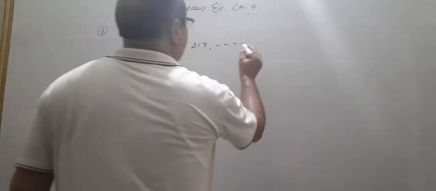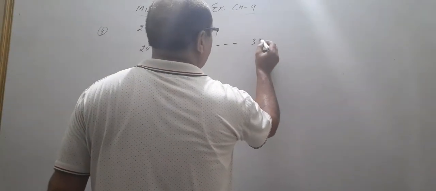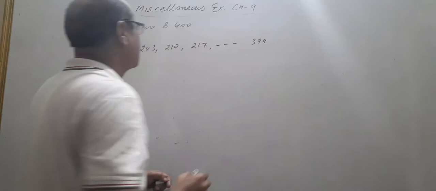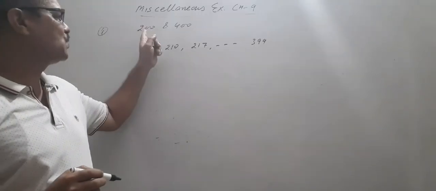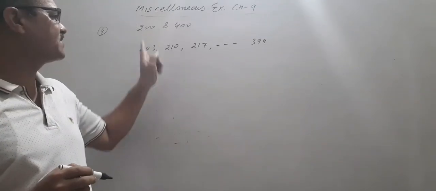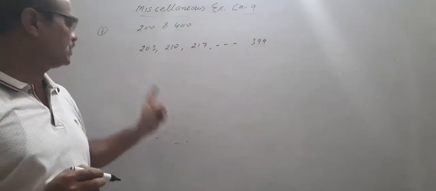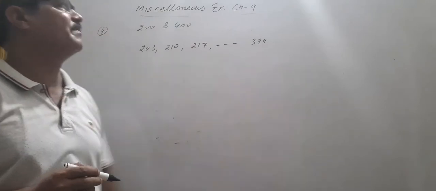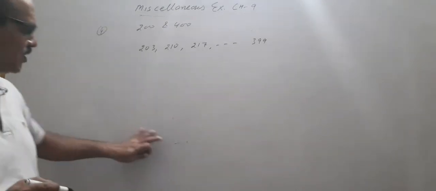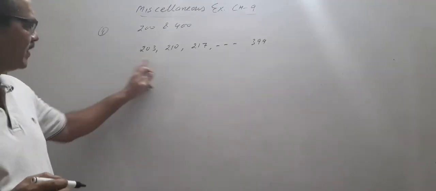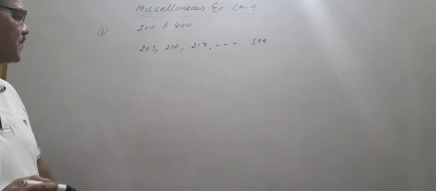The first number is 203, the numbers are divisible by 7, and the last is 399, which is divisible by 7. So these are the numbers between 200 and 400 which are divisible by 7. The question is, you have to find the sum of these numbers. Now the problem is, how many numbers are these? You have to find their number. How many numbers are these whose sum you have to find out?